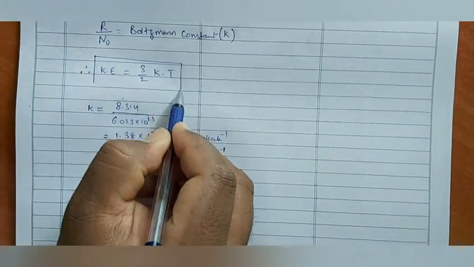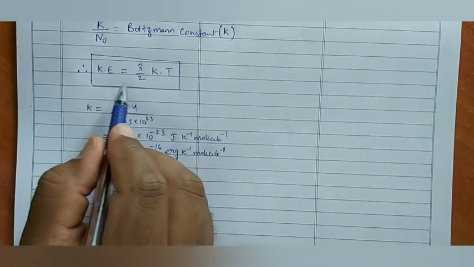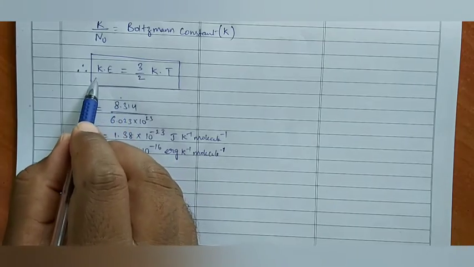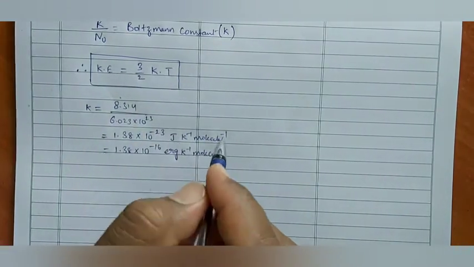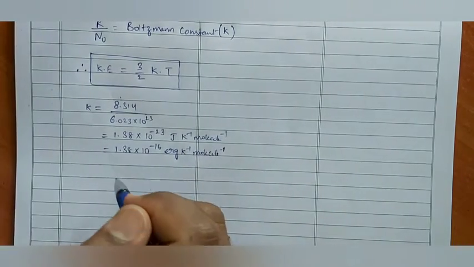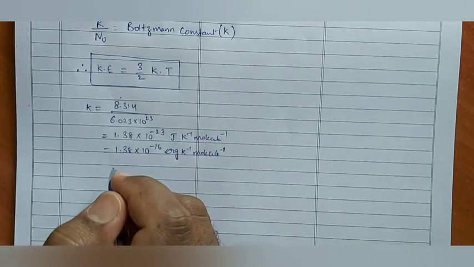In solving the problems, this is a very useful formula. If they give it for 1 molecule, we have to take kinetic energy like this. Actually, the velocity of 1 molecule is very difficult to find. If you are able to find 1 molecule's velocity, then only we can find the kinetic energy of 1 molecule. But it is very difficult.